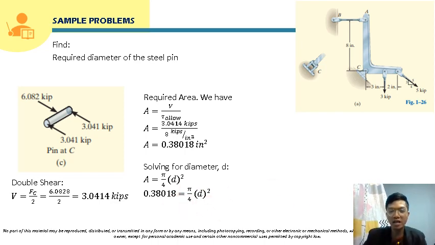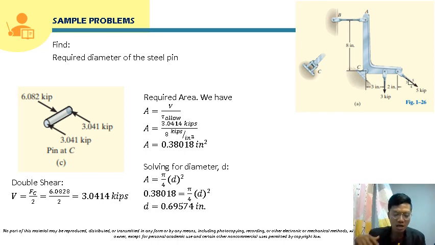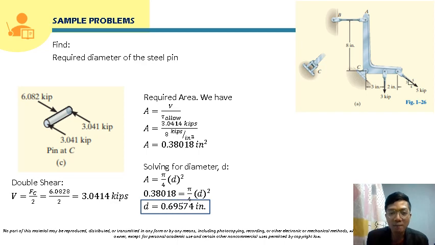Solving for the diameter here, this will just be the square root of 4 times 0.38018 over pi. So the diameter that we are looking for here is 0.69574 inches. This is the diameter that we need for the steel pin. Okay, so this is the required diameter. This is now the answer.